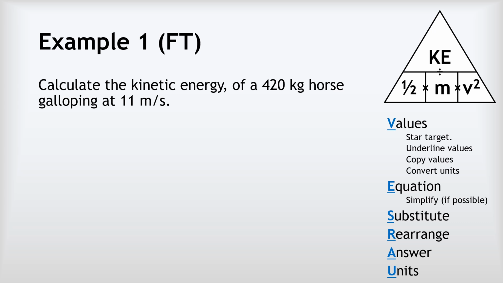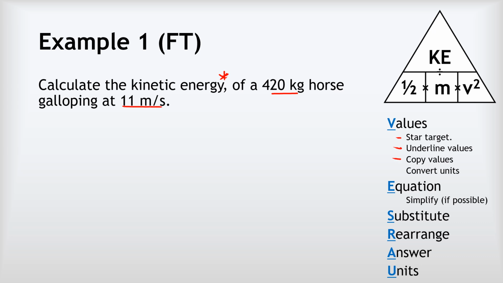So let's look at our first example. Example number one. Calculate the kinetic energy of a 420 kilogram horse galloping at 11 meters per second. Now let's work through it. So we're going to star our target. The target is the kinetic energy. Underline the values. So 420 kilos and 11 meters per second.